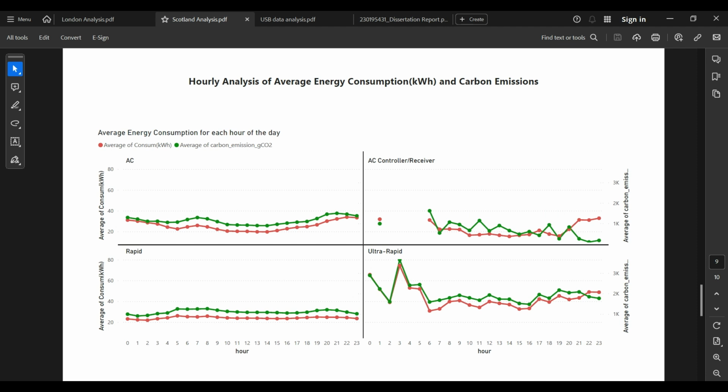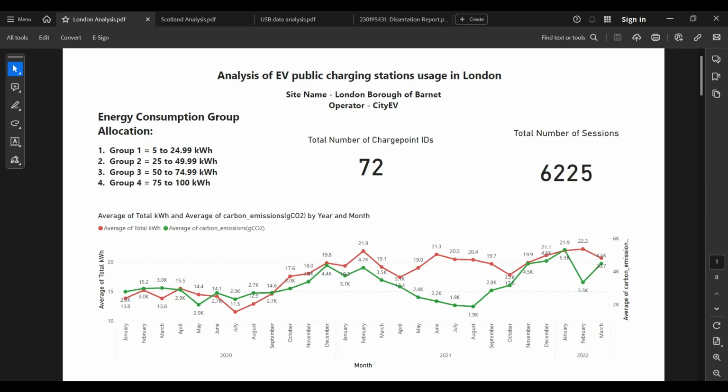So this was for the Scotland data analysis, and we will move on further to the London analysis. So if we look at the London data, there are a total of 6,225 charging sessions for 72 distinct charge point IDs. And as I've said earlier, the energy consumption groups were allocated based on the energy consumption levels.